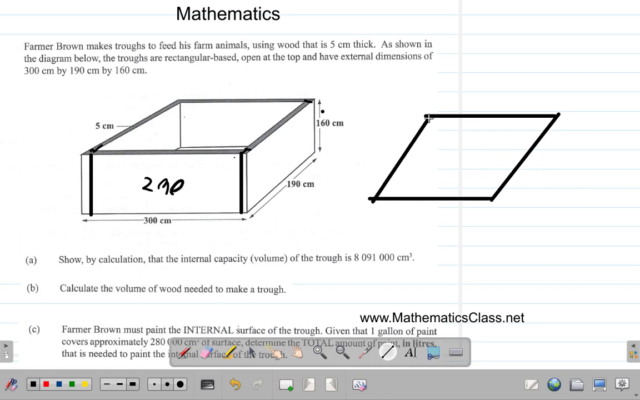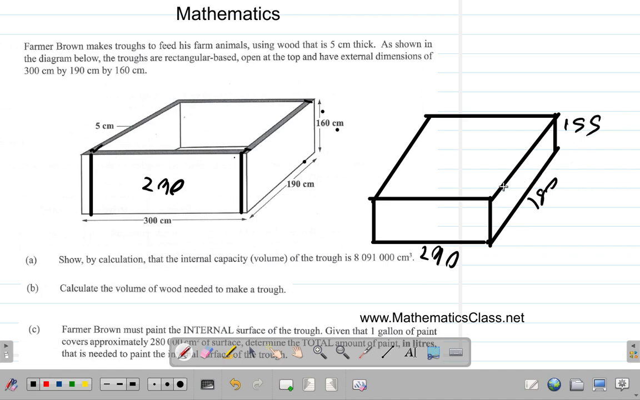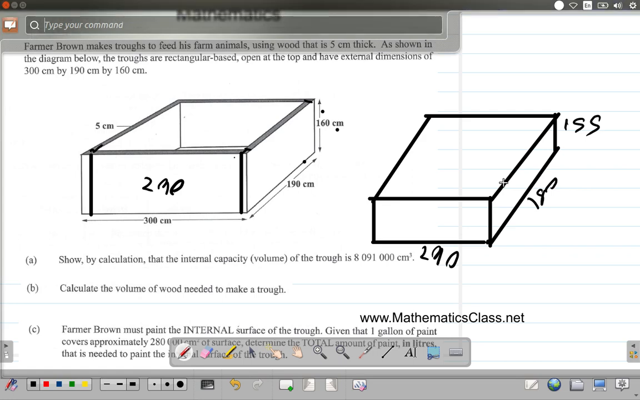So basically, if you draw the trough, just the inside, you leave out the wood. And you say 300 minus 10, that's 290 wide. It's 180 long. And the height now, since the bottom of the trough is there and you drop down here, the inside, you have to drop 5 from 160, so you have 155. So the volume would be 290 by 180 by 155.